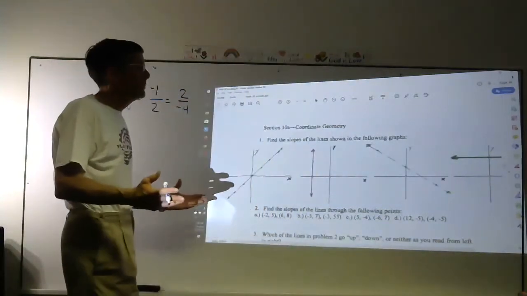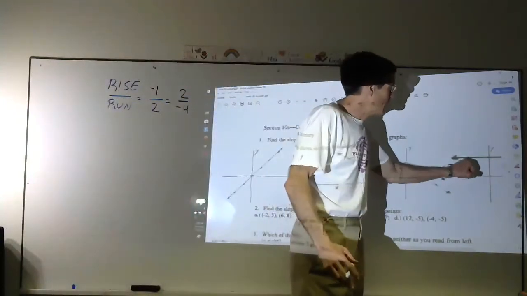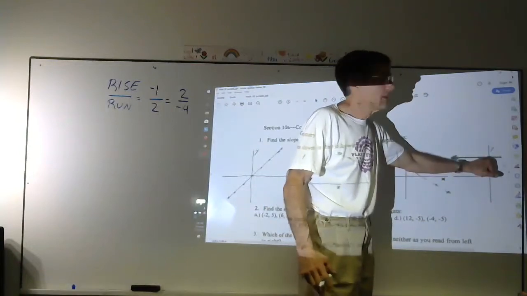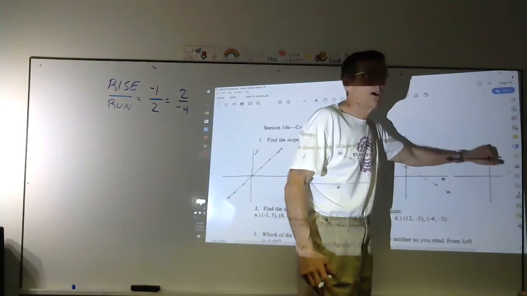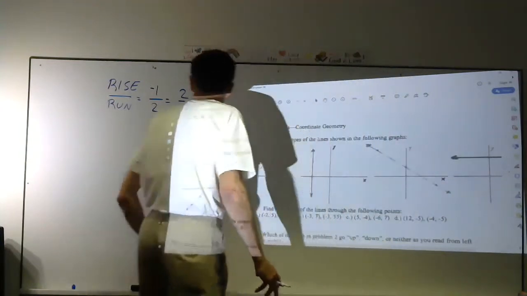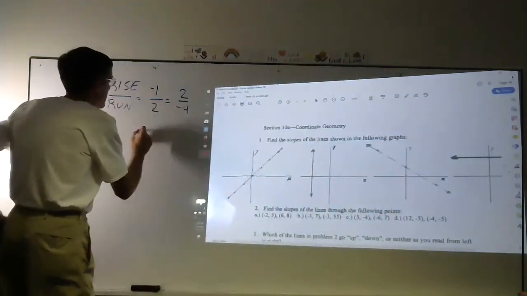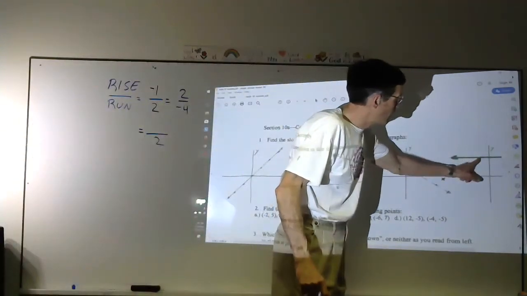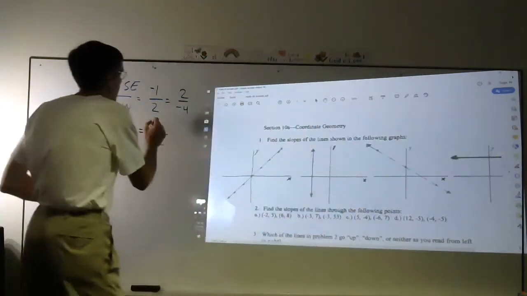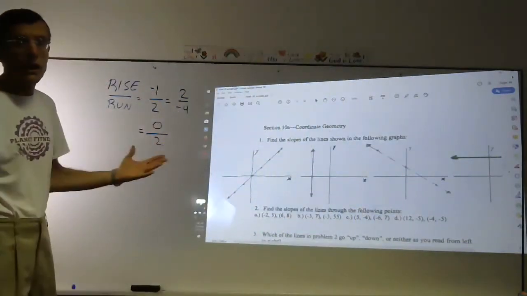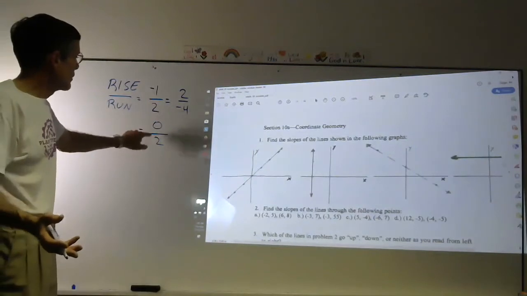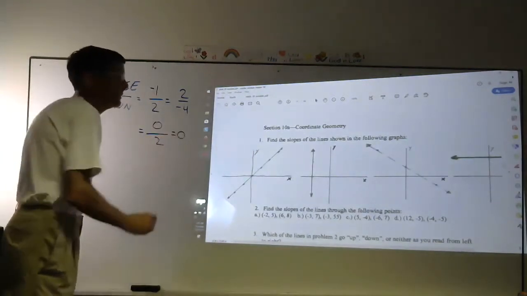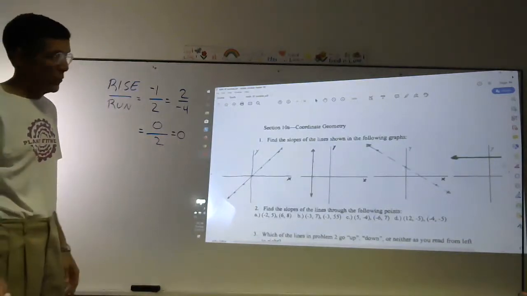All right. How about the green line over there? On the green line, do you see how we can run whatever number you want, but you never rise or fall. You stay right there. So if you run whatever you want, say I run 2. Say I start here and I go 1, 2, but I didn't rise at all. There's no rise, 0 rise. 0 divided by 2, anything into 0 is still 0. So you get 0 for that slope.